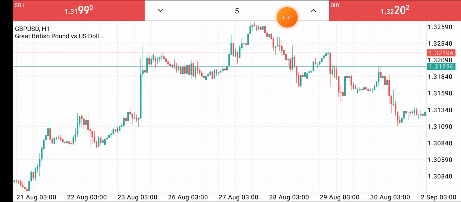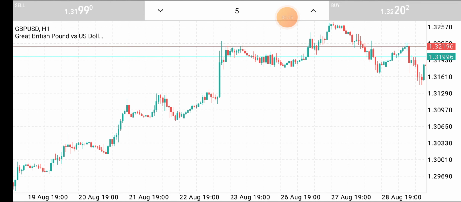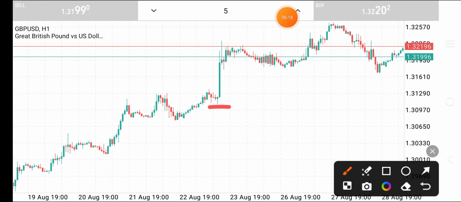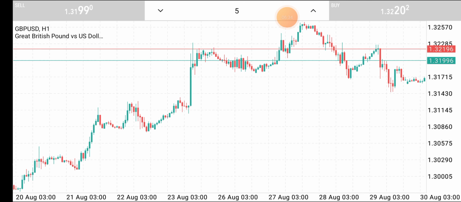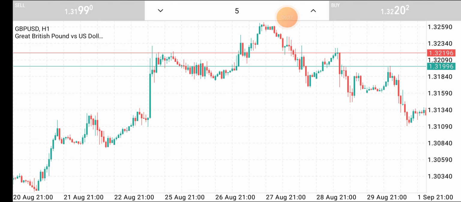So this is GBPUSD, the first live example I'm going to show you of a fair value gap. In this fair value gap, there are three candles that were formed: there is 1, there is 2, and there is 3. You can see that there is a very strong void between here and here, and in that void there is no connection between these three candles.